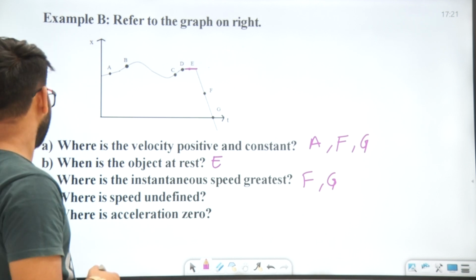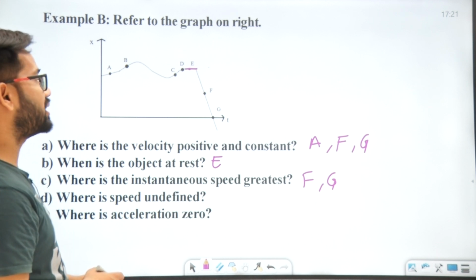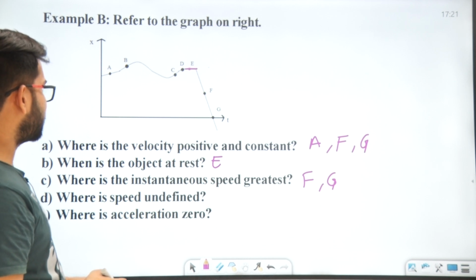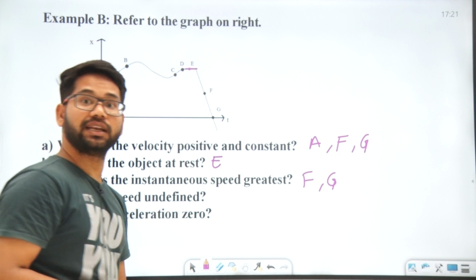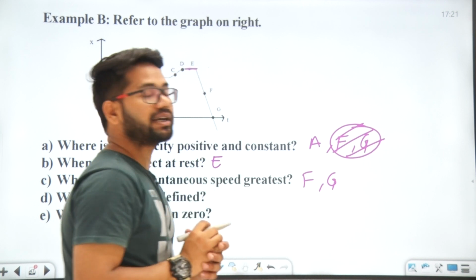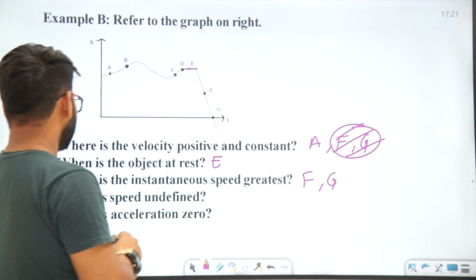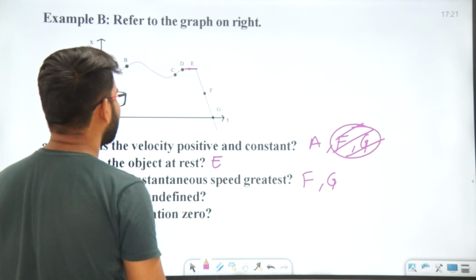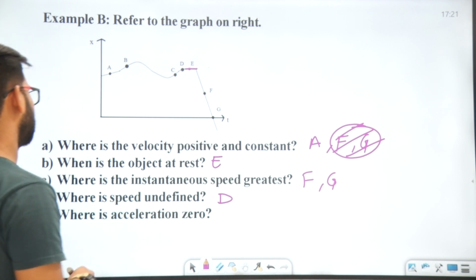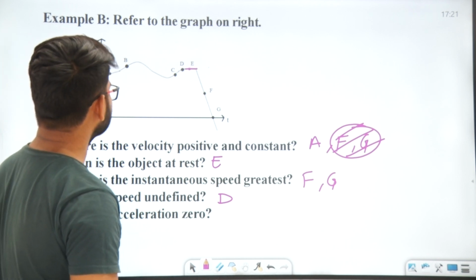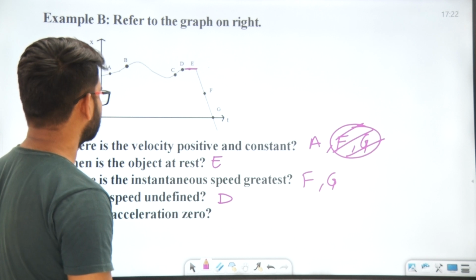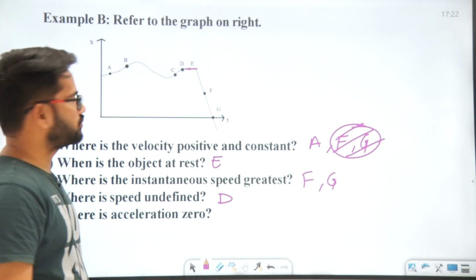If you look for where the velocity is positive and constant, velocity is positive and constant at A. For F and G, it's negative, so it's not our answer. Velocity is negative at F and G. Where is speed undefined? At D, it's undefined. We cannot find out the slope at D. D has the sharp corner, right? Look for E. Where is acceleration 0? When speed is constant, acceleration is 0.